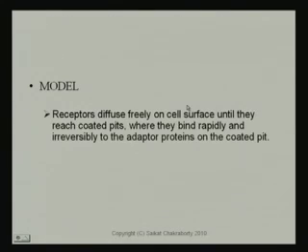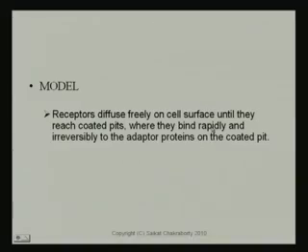Now we have to talk about this part, the coated pits and what really happens. Essentially what happens is what is written on the screen. Receptors diffuse on the cell surface freely till they reach the coated pit, where they bind rapidly and irreversibly to adapter proteins of the coated pit.